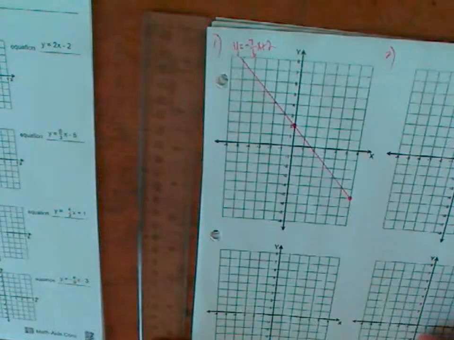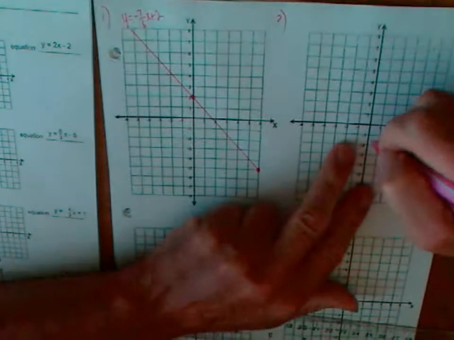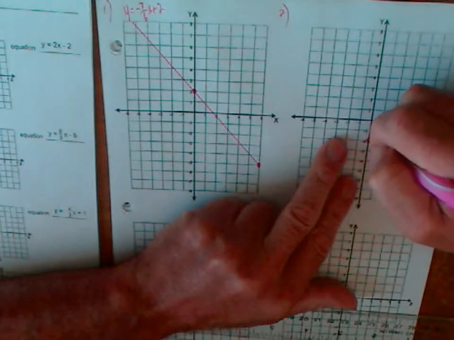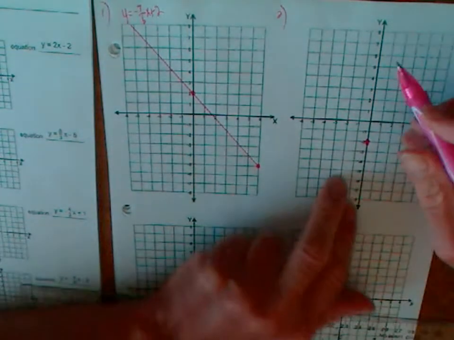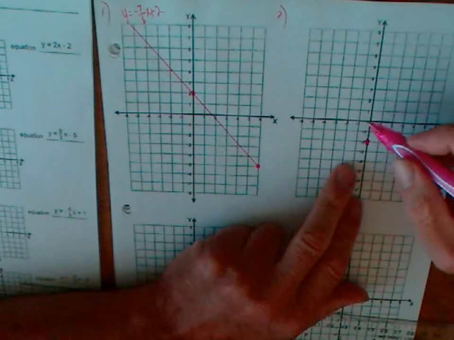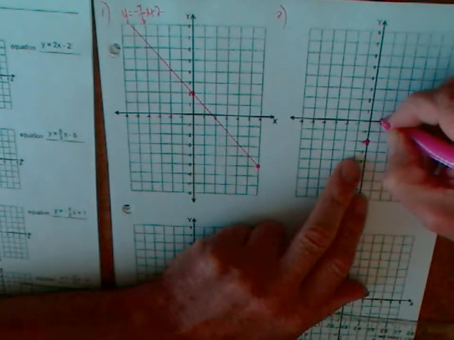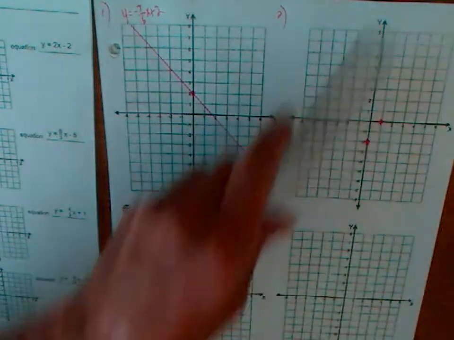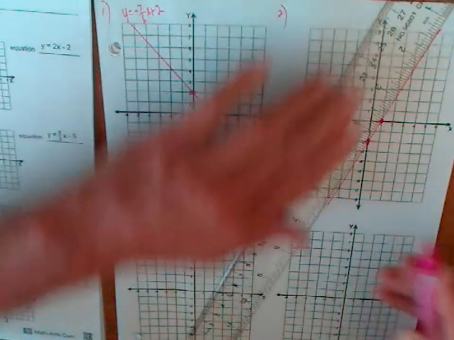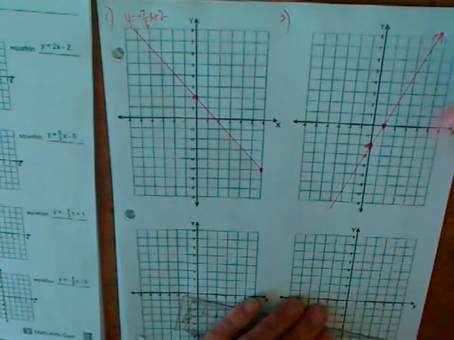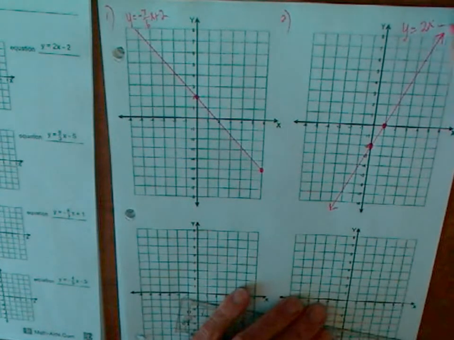Now, let's see if we can do number 2 over here. Number 2, the y-intercept is negative 2. So there's the y-intercept. The slope in this one is 2, or 2 over 1. So we're rising 1, 2, and running 1. And this makes sense because it's going to be a positive line. So this is y equals 2x minus 2.